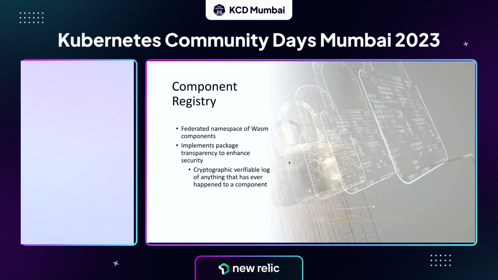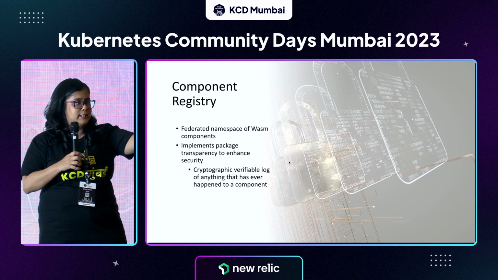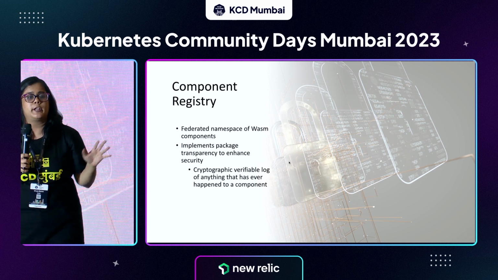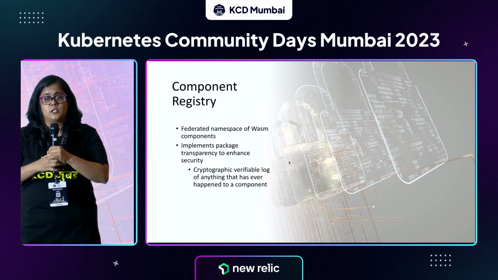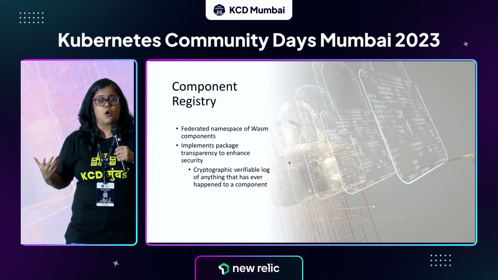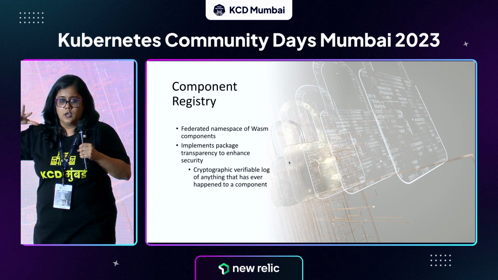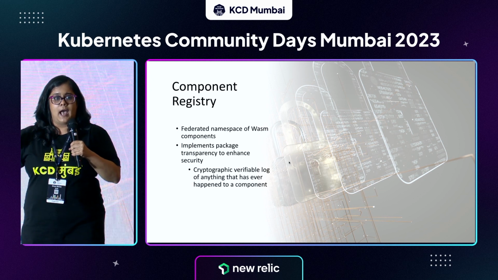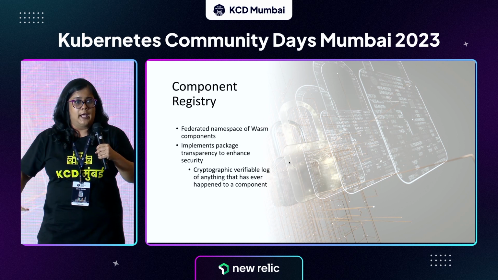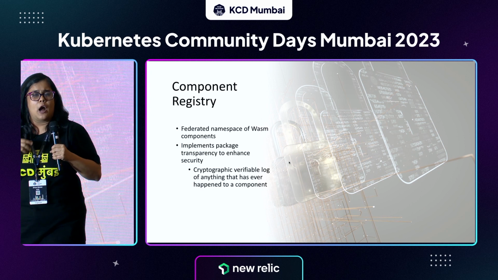Next slide, please. And all these components, after you create them, what do you do with them? You can't just leave them in space and run away. And you can't just store it in your local computer and expect people to find them. So for that purpose, we have the component registry, which is a federated namespace of WASM components. Now, WORG, which is the WebAssembly registry, is one of the projects under the Bytecode Alliance. And the component registry implements package transparency to enhance the security of the components that are stored within the registry. And how does it do that?